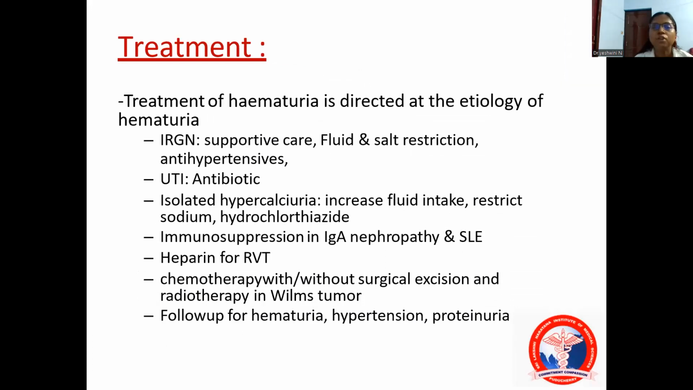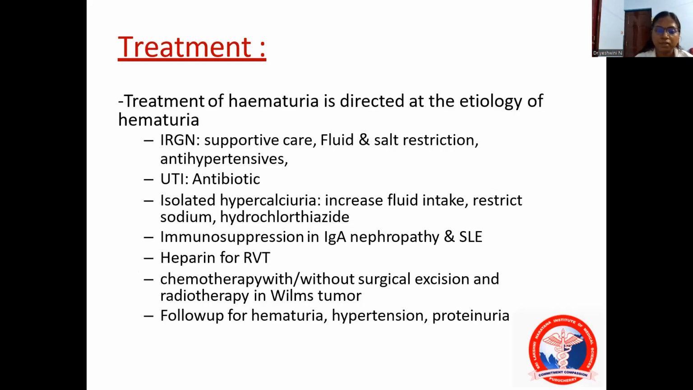Okay. So how are you going to treat hematuria? If it is infection related glomerulonephritis, it is purely supportive care: fluid and salt restriction, antihypertensives. If it is because of UTI, give antibiotics and treat the UTI. If it is because of hypercalciuria, what do you do for hypercalciuria? You give thiazide, you increase fluid intake, restrict sodium and give thiazide diuretics.